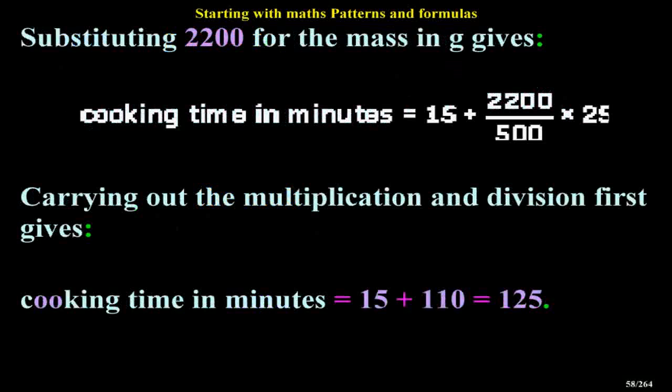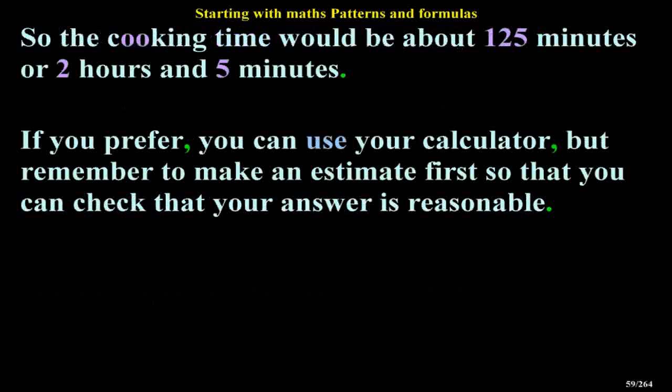Substituting 2000 for the mass in g gives the following. Carrying out the multiplication and division first gives: cooking time in minutes equals 15 plus 110 equals 125, so the cooking time would be about 125 minutes or 2 hours and 5 minutes. If you prefer, you can use your calculator, but remember to make an estimate first so that you can check that your answer is reasonable.